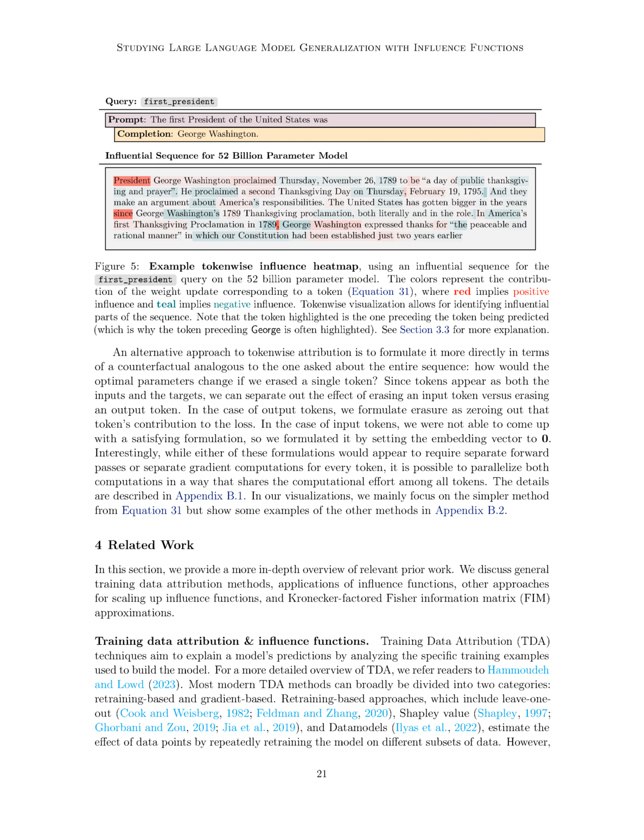Both K-FAC and EK-FAC make an independence assumption between different parameter matrices, resulting in a block diagonal approximation to G, which allows us to attribute the influence of a data point to specific layers and tokens in the network.